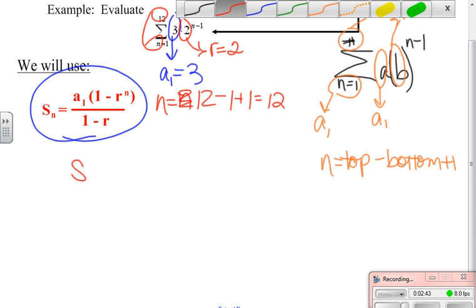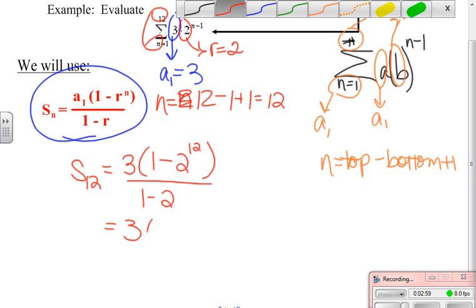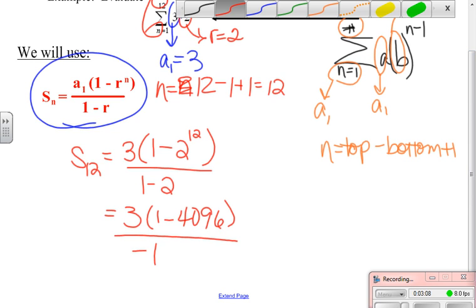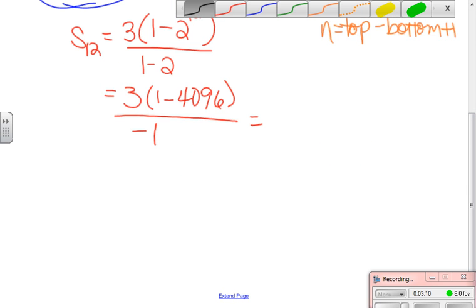So we're finding the sum of 12 terms, which is equal to a1, which is 3, times 1 minus 2 to the 12th, all over 1 minus 2. So when I work this out, I have 3 times 1 minus 4,096, all over negative 1. And that becomes 12,285.